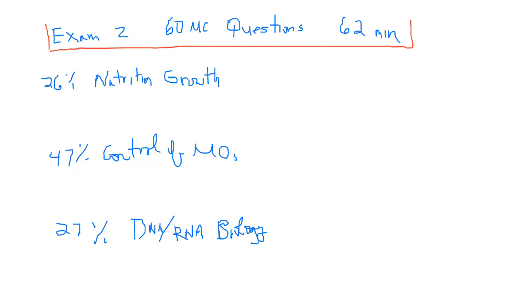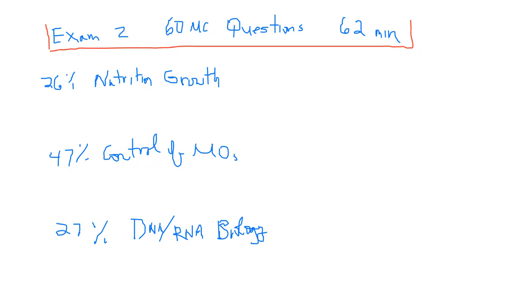Cipro? Very good. Which antibiotic interferes with DNA-dependent RNA polymerase? Rifampin. Very good. Which antibiotic binds to and inhibits the 30S ribosomal subunit of the ribosome? Tetracycline. Very good. And which antibiotic interferes with two crucial steps in the development of new nucleic acids? Bactrim. Very good. All right. Let's move on to DNA and RNA biology. Okay.